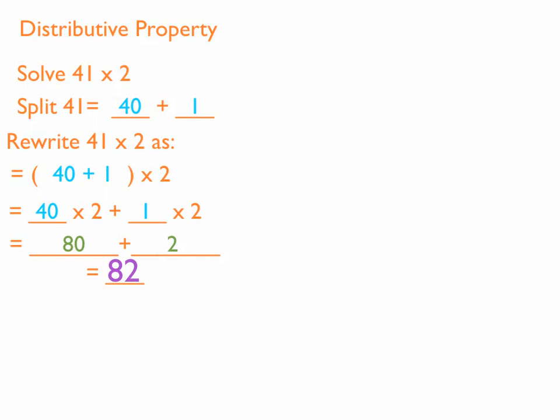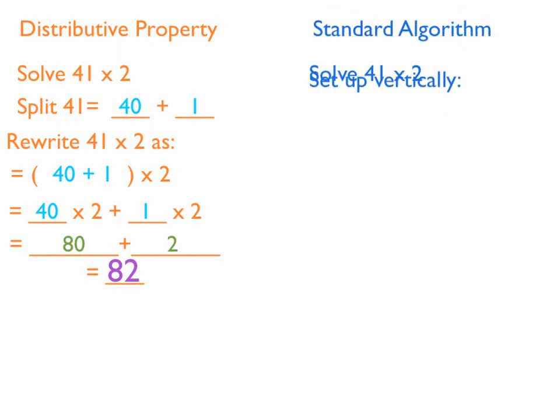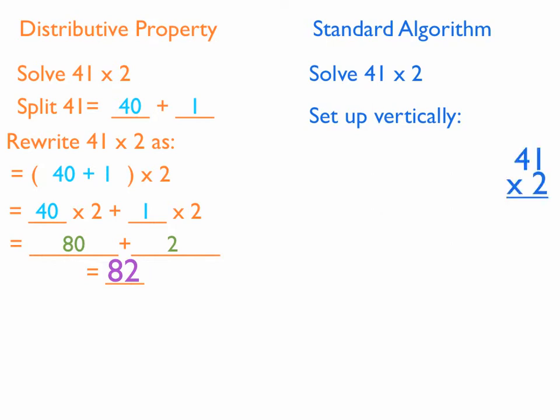Now I'm going to teach you the standard algorithm, or basically the normal way we normally learn how to do multiplication. So again, I'm going to solve 41 times 2. I'm going to set it up vertically. So I'm going to go ahead and put this on my right here, 41 and 2. So step 1 is I'm going to multiply the ones place by 2. So I'm going to do 1 times 2, that gives me 2.